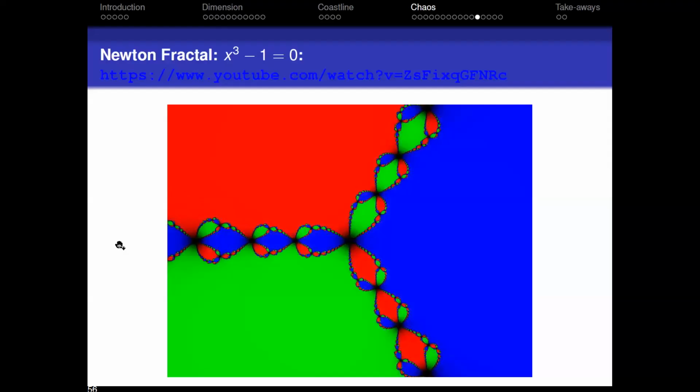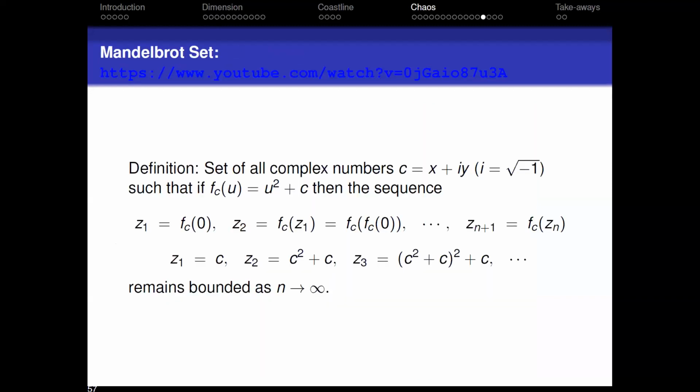Okay, so going back to over here, you can look at other complex sets. And this is just giving you a little bit of a sense of what you might see in future math classes. I have some map F_C of U is U squared plus C, where C is fixed. And I can keep iterating. So I start off with zero, and so F_C of zero would be C. Then I take that, call that Z1, and I apply my function to it. So we get C squared plus C, then C squared plus C, and so on and so on.